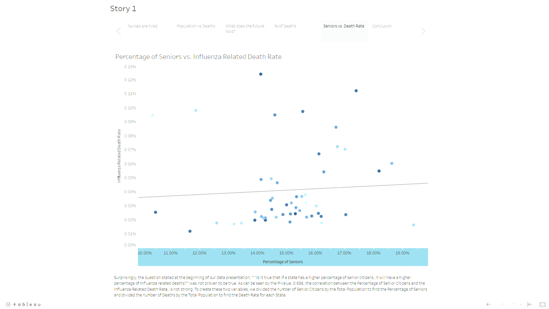To back up this point, we calculated the p-value, which shows the relationship between the two variables. The closer the number is to 1, the more significant the relationship, while closer to 0 would mean that there is no relationship between the variables. The p-value for this relationship is 0.657, which is not high enough to be significant.